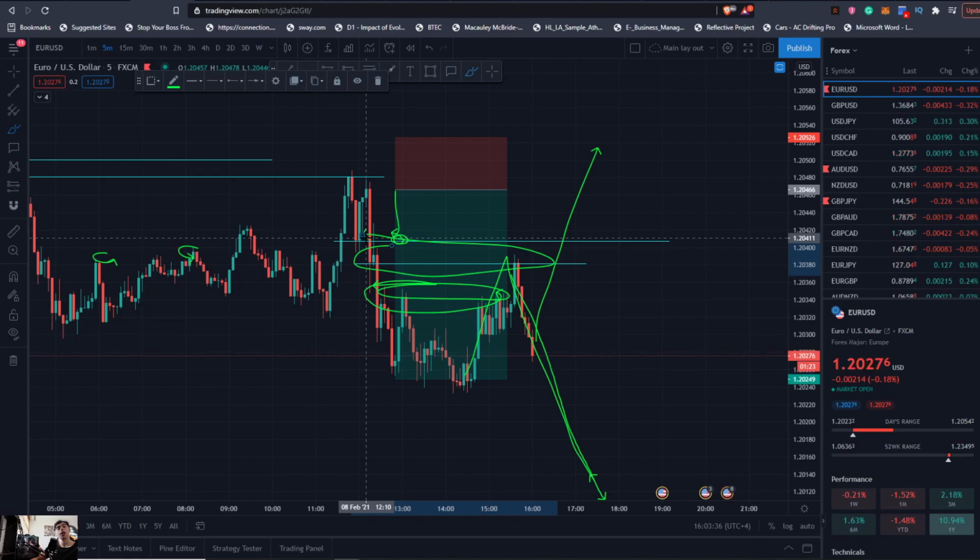It's a lot simpler. I prefer to trade that, but I also like to learn about liquidity because in the future, smart money concept methods are very good for scoring those big trades.